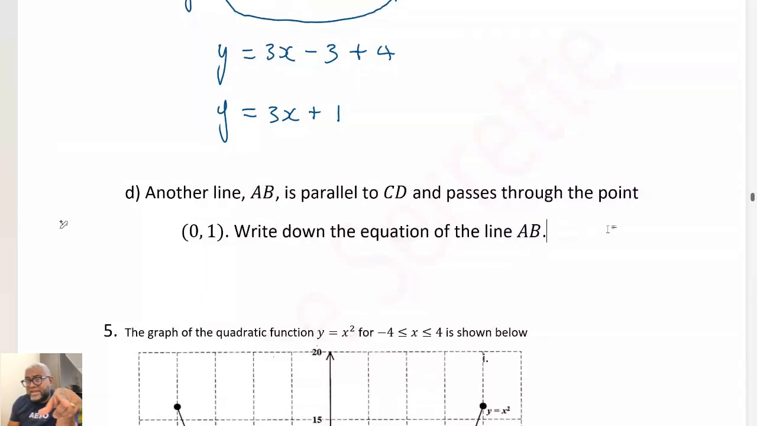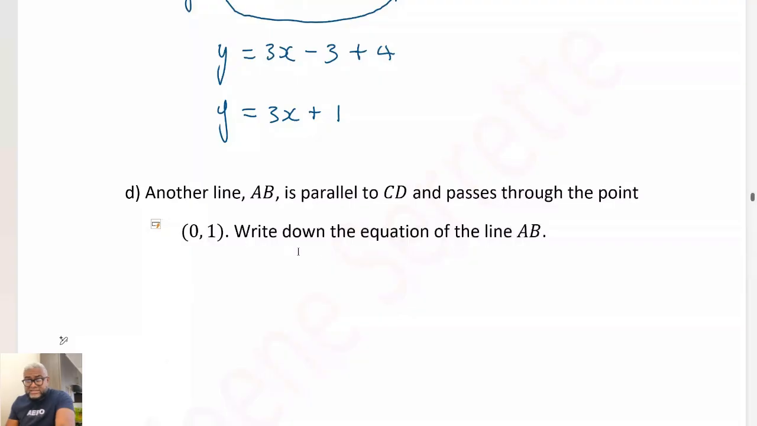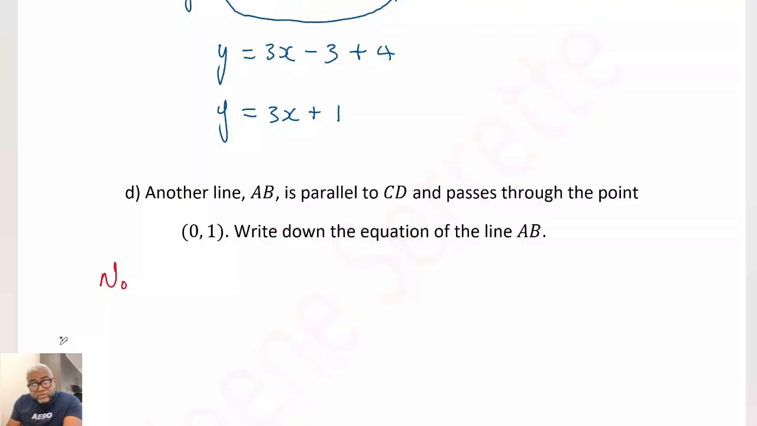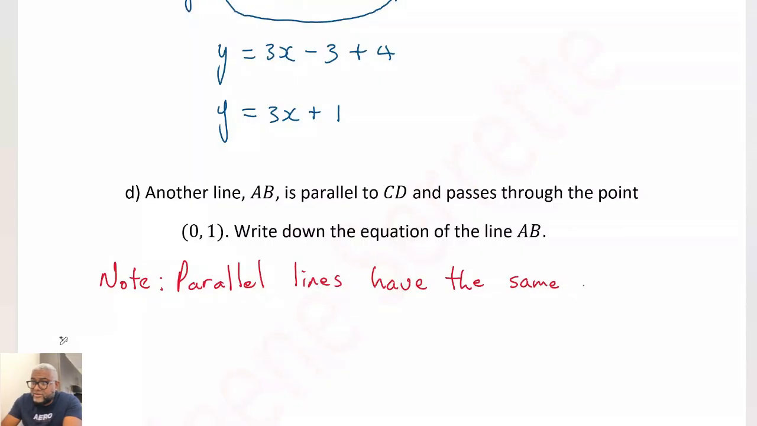So I'm not sure if we did any questions where we had parallel lines, but it's saying another line AB is parallel to CD and passes through the point (0, 1). Right, excellent. Tyler said it already. Parallel lines have the same gradient, so write it as a note. Okay? Parallel lines have the same gradient.